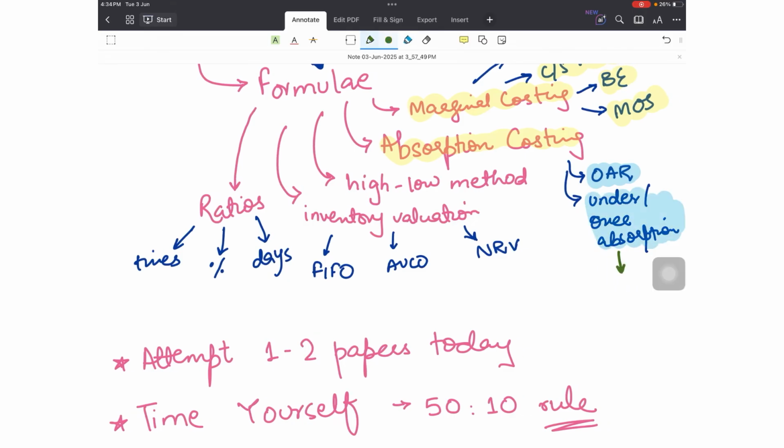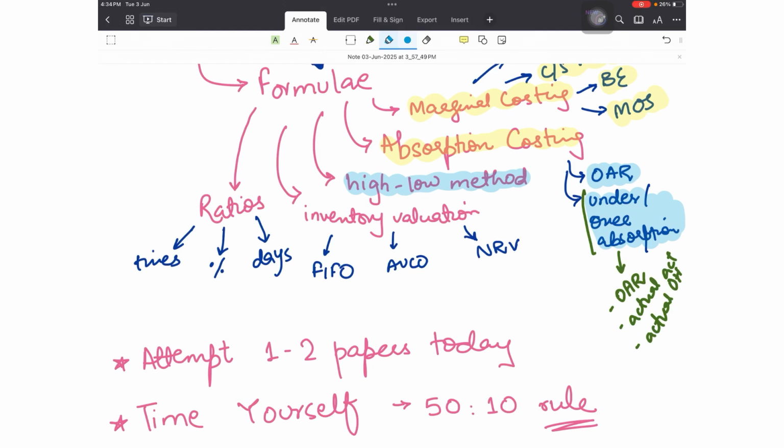Now for over or under absorption, if you are very much familiar with the formula, sometimes you may be asked to calculate OAR using this formula also. Sometimes you may be asked to calculate the actual activity level, or sometimes the actual overheads. So a lot of things can be calculated if you are aware of this formula. You should know when the answer is negative and when it is positive, in case of under and over absorption.